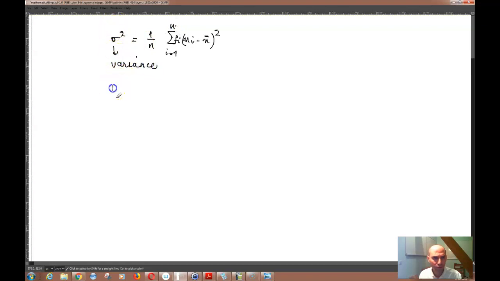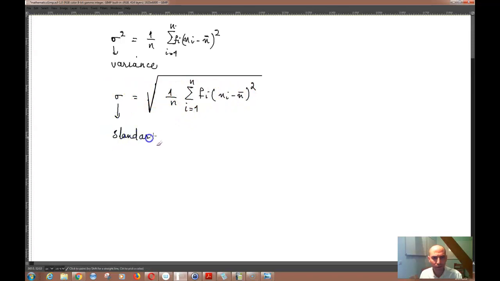And if you take the square root of this thing, that becomes standard deviation, meaning that you can write sigma is equal to the square root of 1 over n sigma of f of i times x of i minus x bar whole squared, as i goes from 1 to n. And that is now called standard deviation.